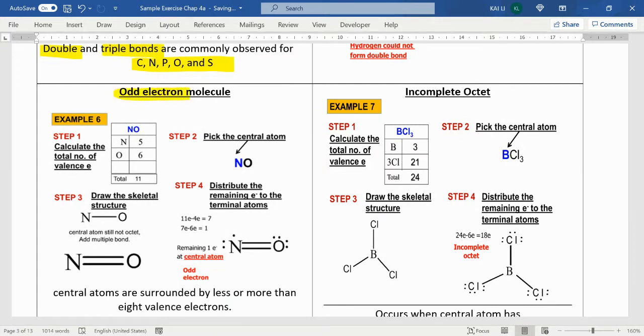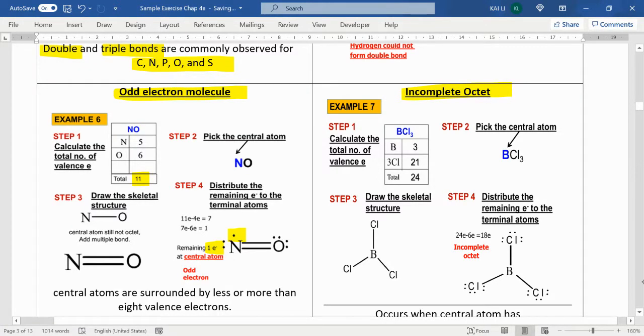Okay, next one, odd electron molecule. Why is it called an odd electron molecule? When you calculate the valence electrons, you can see that the total number is 11. It is an odd number. Thus, the odd electron, the remaining one electron, will be put at the central atom. So you can see here the central atom is surrounded by less or more than 8 valence electrons. So the odd one will remain at the central atom.